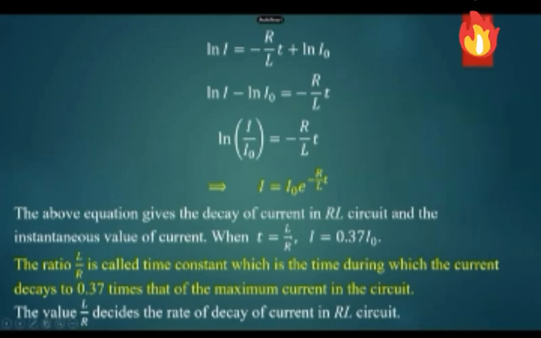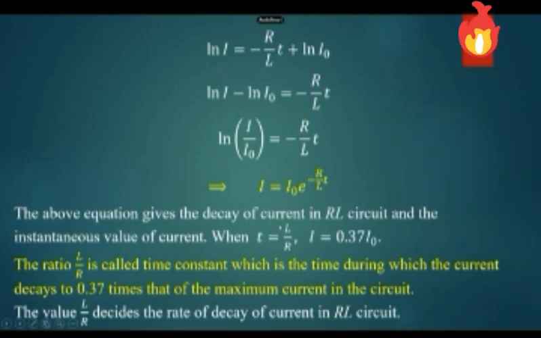So, this ratio L by R is called the time constant of the RL circuit, which is defined as the time during which the current decays to 0.37 times the maximum current in the circuit. Okay, so the current falls to 0.37 times. The value of L by R decides the rate of decay of current in an RL circuit.